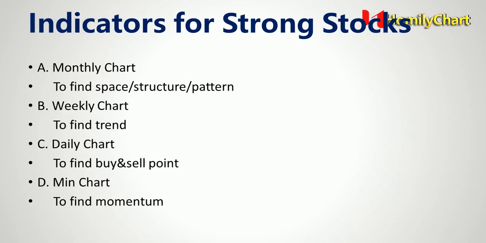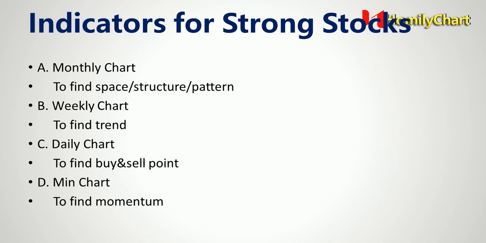So you should know how to chart. So this is the rainbow. Just now I already taught you how to use some indicators to judge whether the trend is uptrend or downtrend. So now I will show you the indicators for strong stocks. So for the monthly chart, why should we see the monthly chart? Because we want to find the space, structure, and pattern, okay? The next one, for the weekly chart, we see the weekly chart to find the trend. The daily chart, we find the buy and sell points.